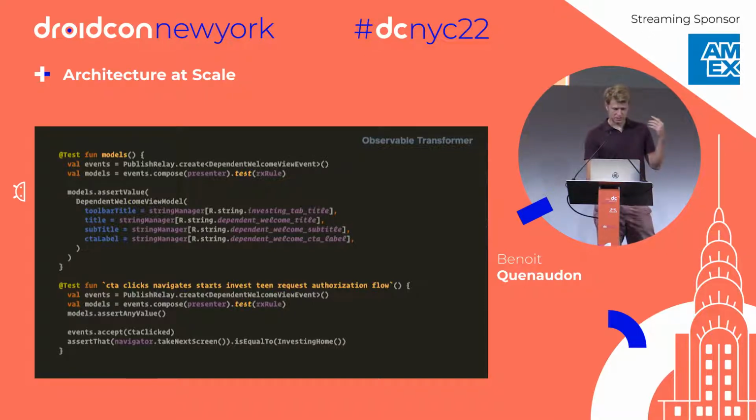So in the first test, we just assert that a view model has been emitted, all good. In the second one, we pass an event and confirm that the side effect happened. That's it. And it's actually been pretty easy to write, easy to review, easy to understand.